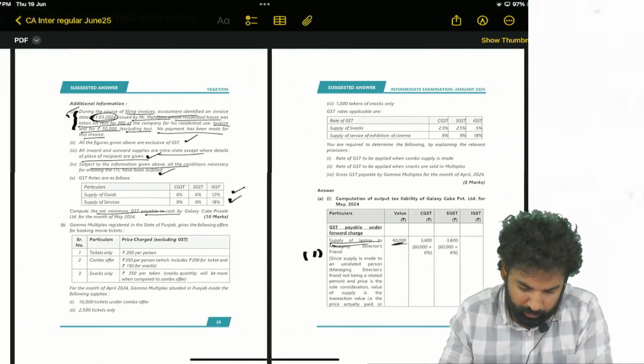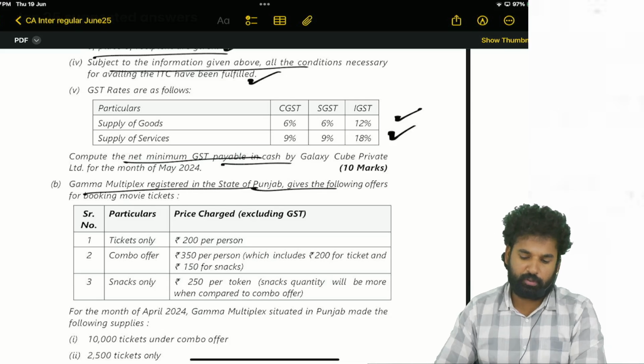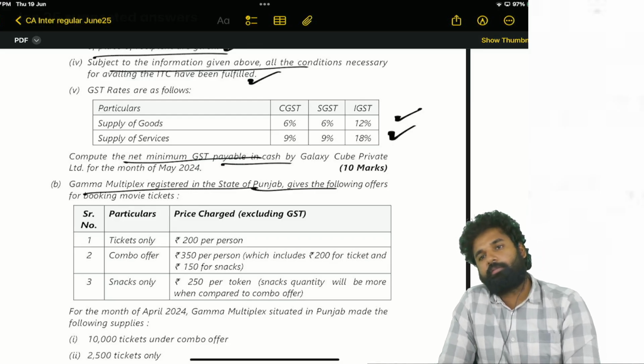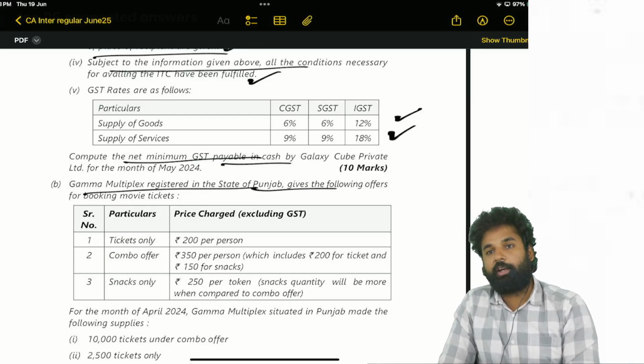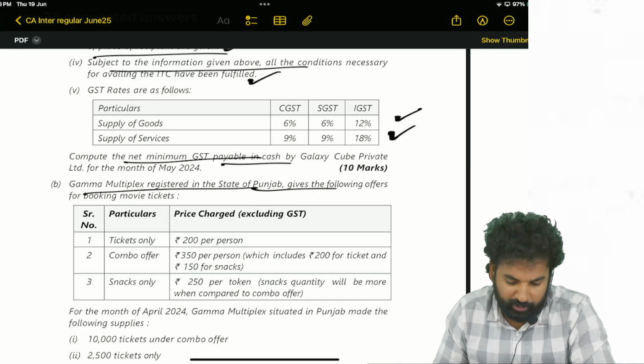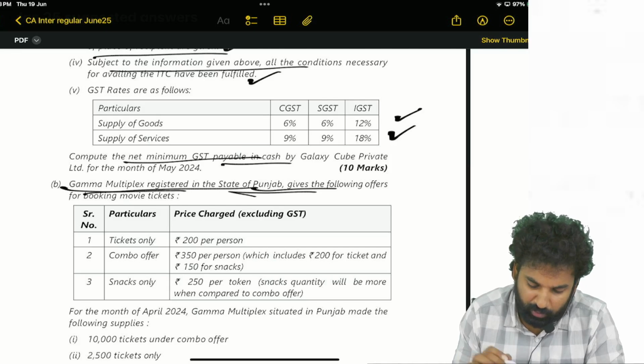What is the next case? Gamma Multiplex registered in the state of Punjab gives the following offer for booking movie tickets. Regarding this, we have a discussion. Whenever the tickets are booked individually, ticket rate. When tickets and snacks are booked together, then ticket rate, principal supply, ticket rate of GST. Whenever the snacks are provided individually, then 5% rate of GST, restaurant and catering.